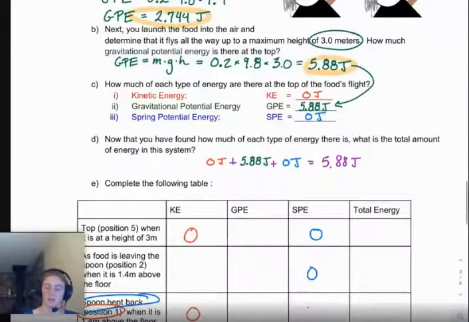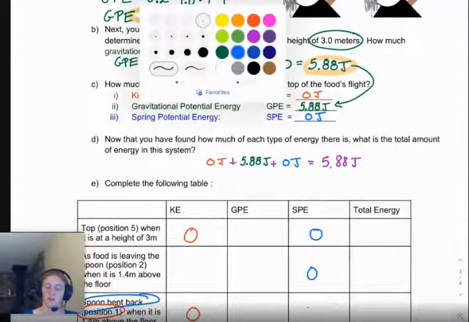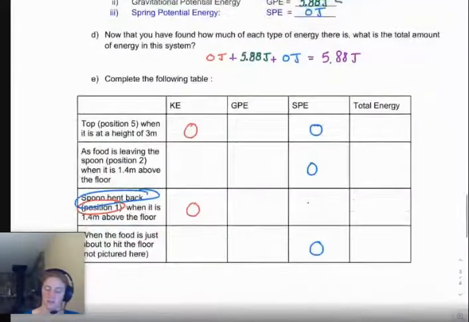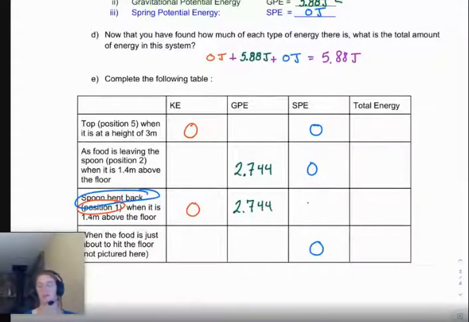So I'm going to just put 2.744. So 2.744, because at both of those, it's still at a height of 1.4. And at the top, it was 5.88.